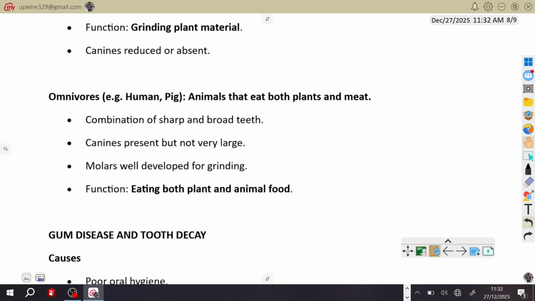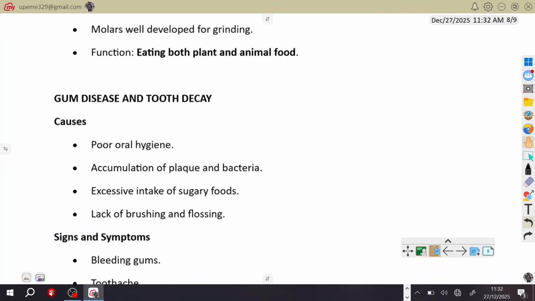So in human and pig, the molars are there with those characteristics of being broad so that they're able to grind the food. Then the function of this type of teeth they have is for eating both plant and animal food. So that is it about the dentition in different animals. Now you understand. Then we move on to gum disease and tooth decay.